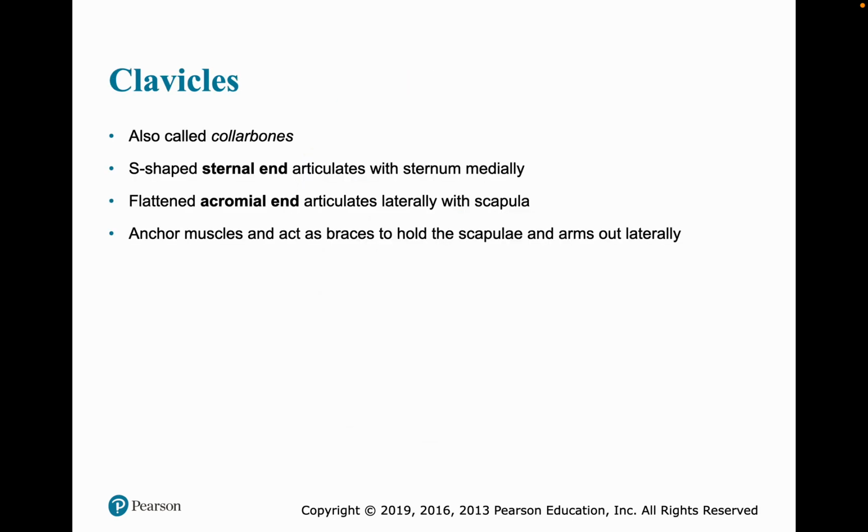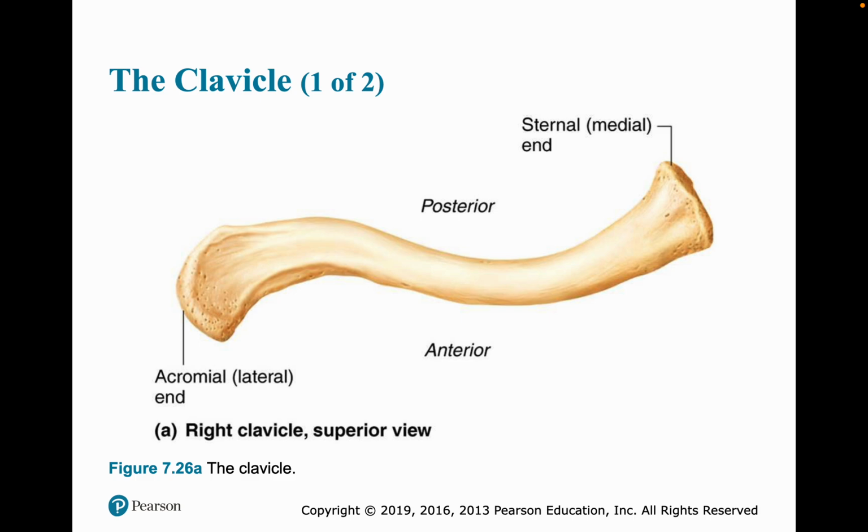The clavicles are also called the collarbones. They are S-shaped. The sternal end articulates with the sternum. The flattened acromial end articulates with the scapula. They anchor muscles and act as a brace to hold the scapula and arms out laterally. There is a difference between the right and left clavicles; they are mirror images of each other.